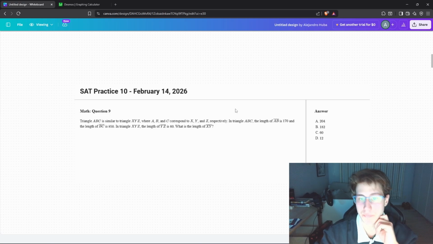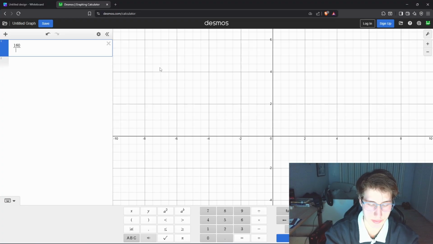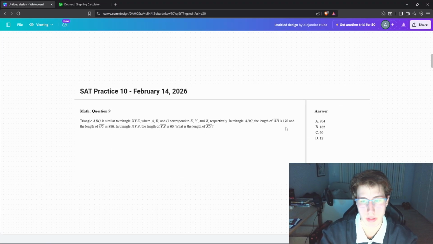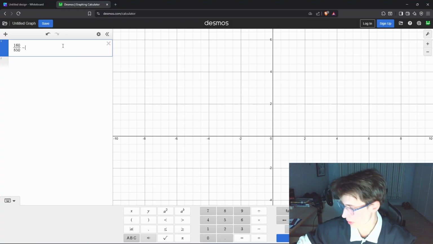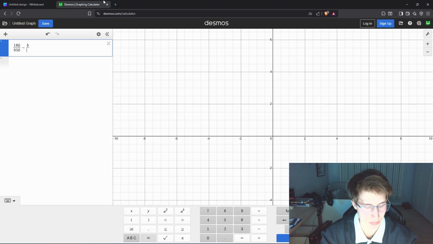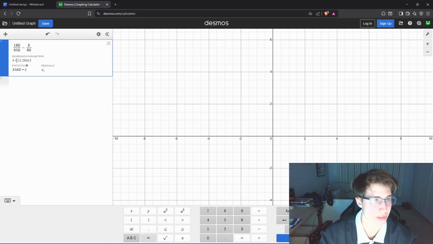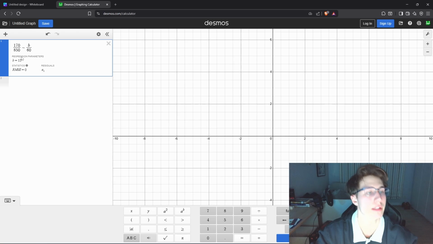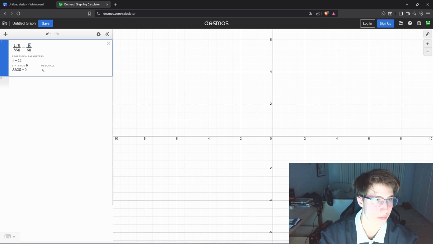So we know in ABC, AB is 170 and BC is 850. And YZ is 60, so we need to find XY. So what we can do is 170 over 850, which is AB over BC. And we can do the regression symbol to something over 60. So B over 60. And it'll tell us that B is equal to 12 for this to be true.